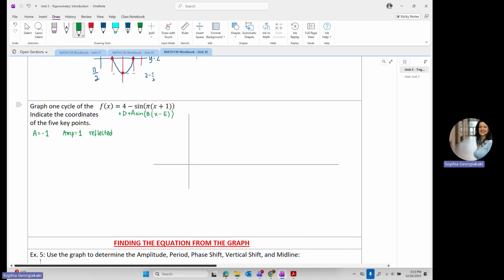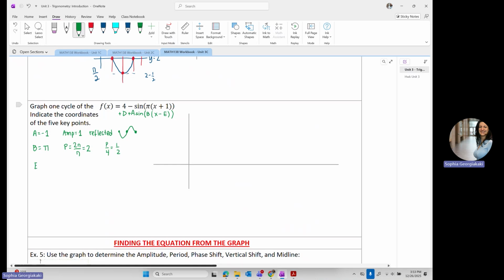Notice that this is a sine graph, so instead of starting at the midline and going up, it will start at the midline and go down. So remember that when you graph, I have a b equal to pi. So the period is 2 pi divided by pi, which is equal to 2. And that means that the quarters of a period will be 2 divided by 4, which is 1/2.